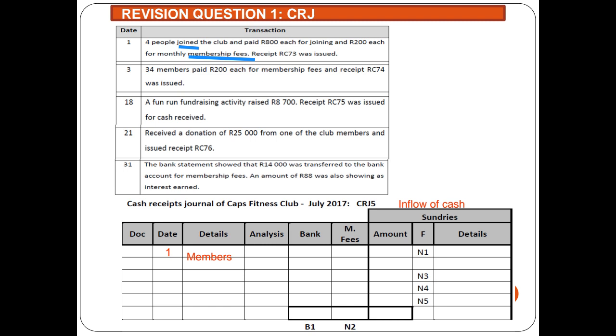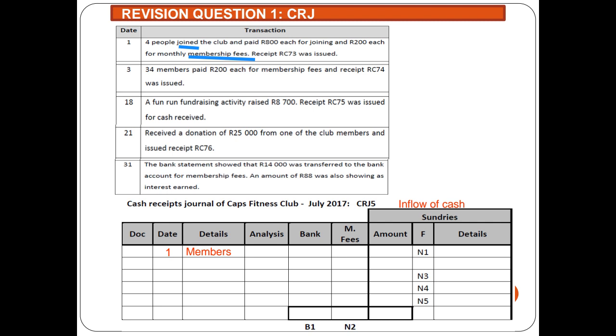Analysis of receipts. You prefer analysis of receipts for now? Okay, but before that, how much? Remember, I don't have the totals so far. The only challenge here is we have got 2 amounts. The first one is the 4 people joined, and at the same time they paid membership fees. So let's deal with the joining part of it. How much did those people pay as a joining fee? Remember, each one paid 800. So let's deal with the joining fee.